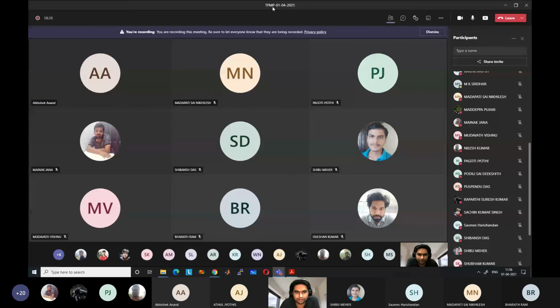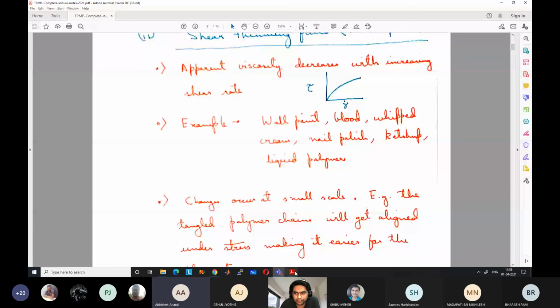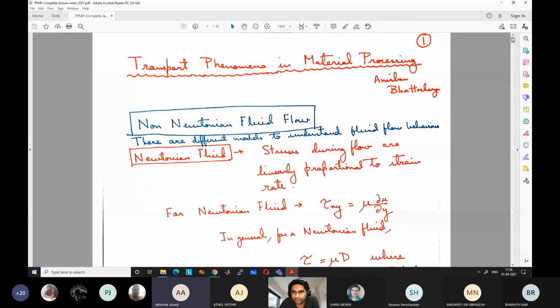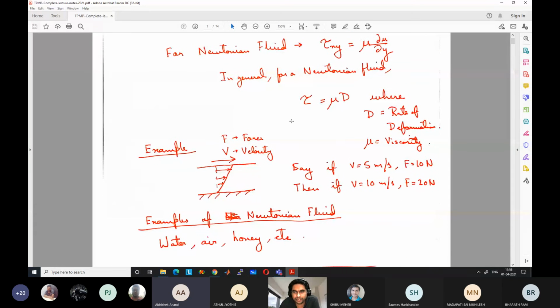Cause is the force itself. You are giving 10 Newton force, and it is moving with 5 meter per second. If I give 20 Newton force for the shear thinning fluid, it will move at a faster rate. It will not move at 10 meter per second. It will move at a rate which is more than 10 meter per second because the apparent viscosity has decreased. Is it clear?